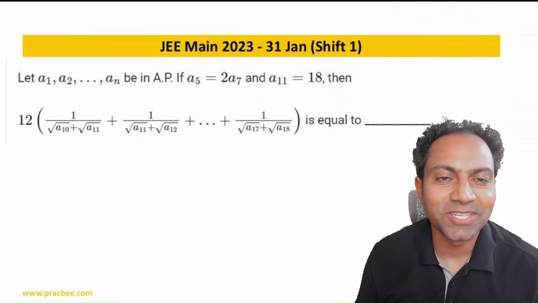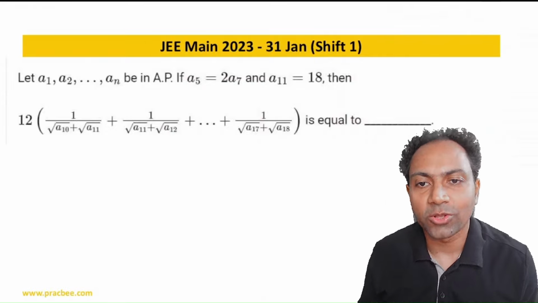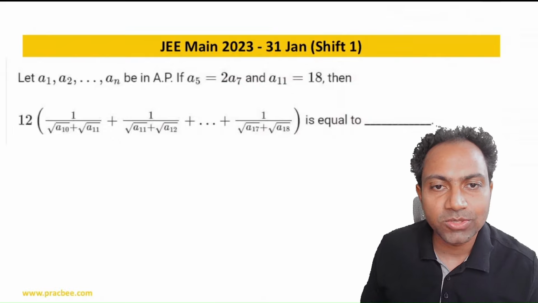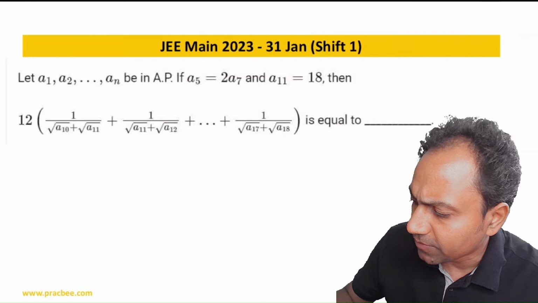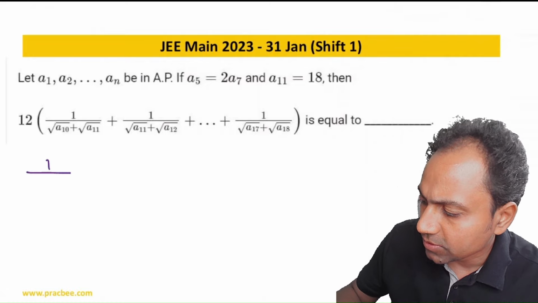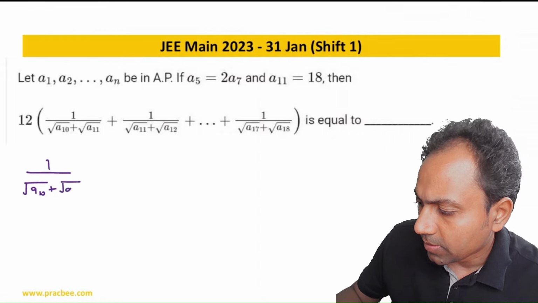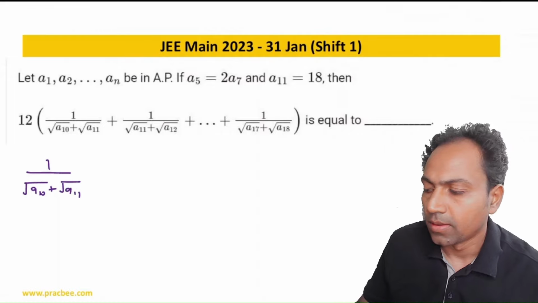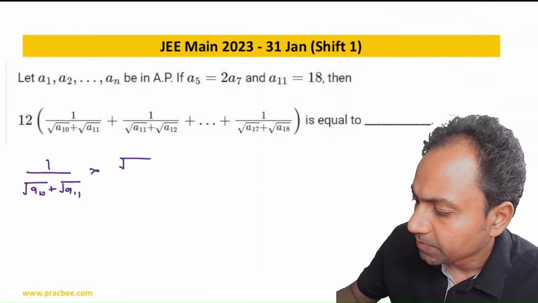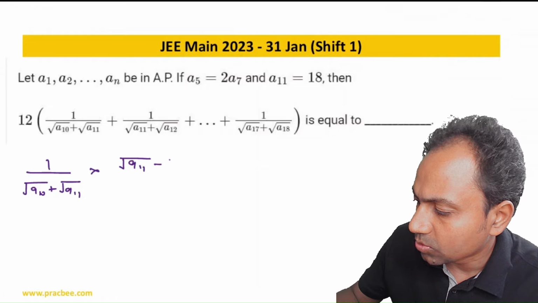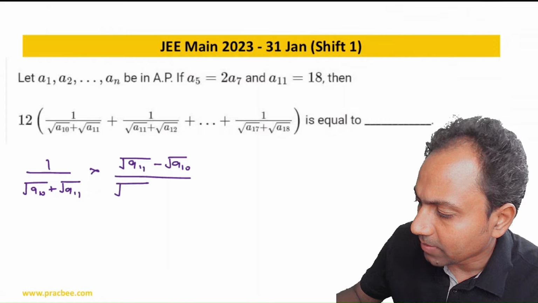This next question came in JEE 2023. In this question, again, it is based on an earlier question that also came in JEE Advanced. So in this question, we are going to see what is the basic core concept behind it. If you observe the first term, it is 1 upon root of A10 plus root of A11. Now, once you have this, you can rationalize it. So if I rationalize it, it becomes root of A11 minus root of A10 by A11 minus A10.